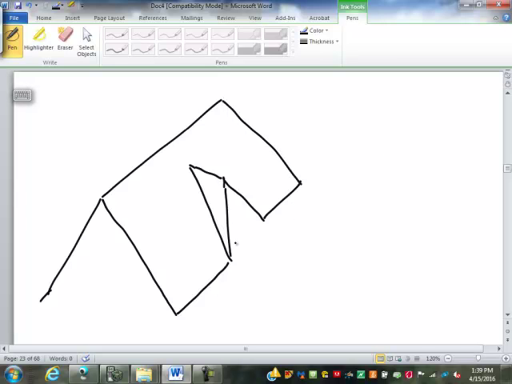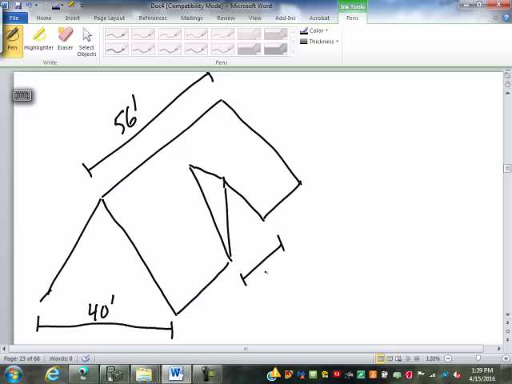Okay, so here's what we have. We're going to give this thing a span of 40 feet. We're going to give it a peak length of 56 feet. This here we're going to give a width of 18 feet. The main roof is going to have an 8-12 slope. The dormer is going to have a 12-12 slope.